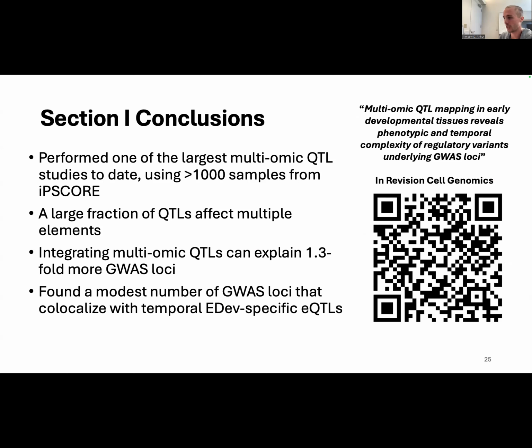We also found a modest number of GWAS loci that co-localize with EDEB-specific eQTLs, indicating that adult-specific or shared eQTLs are more responsible for disease heritability. And this paper is currently in revision at Cell Genomics and available on bioRxiv.